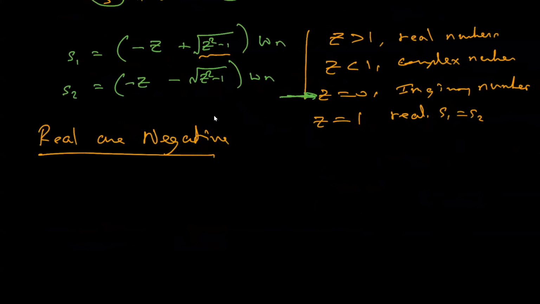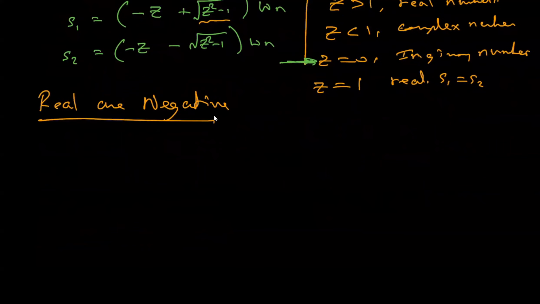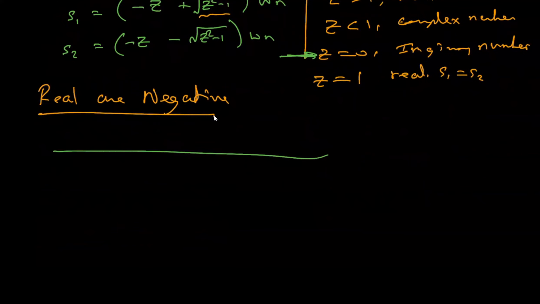So let's have a look at these cases one by one. I'll draw a table here. That's going to be the case, that's going to be the value of zeta, that's going to be the roots, and this is going to be the behavior.